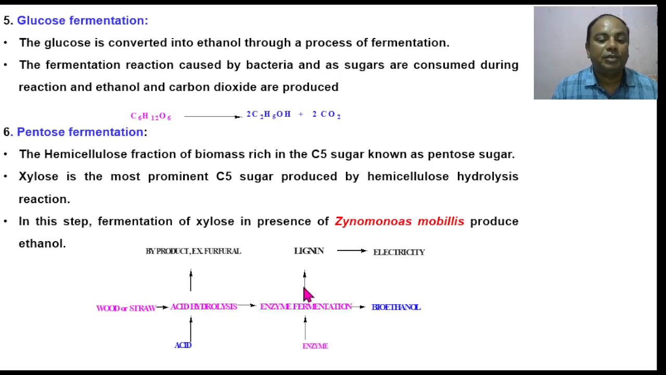fermentation process. So 6 carbon sugar fermentation is rather easy in presence of certain bacteria. They get fermented and produce bioethanol. However, for fermentation of 5 carbon sugar, that is xylose, what we require is the specific bacteria, that is Zymomonas mobilis. This bacteria is required, so that xylose can be converted into bioethanol.